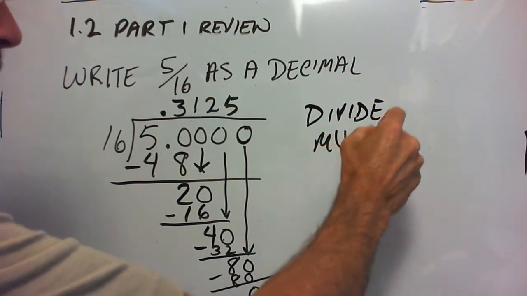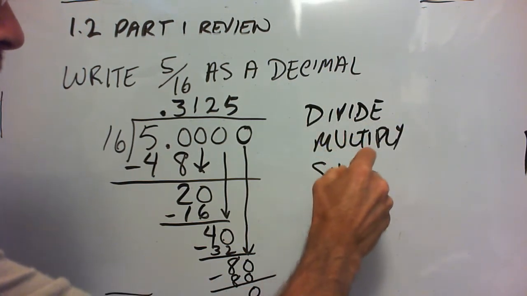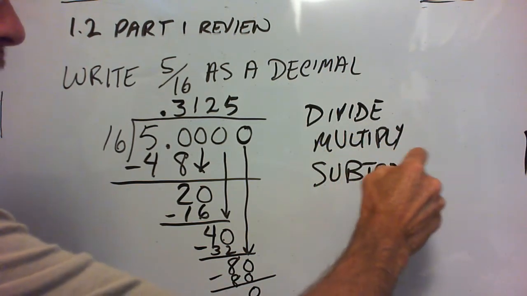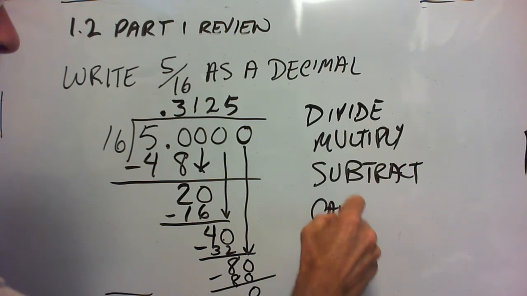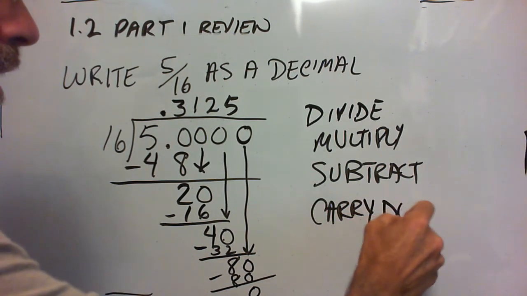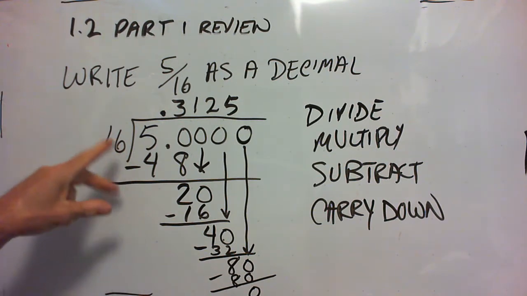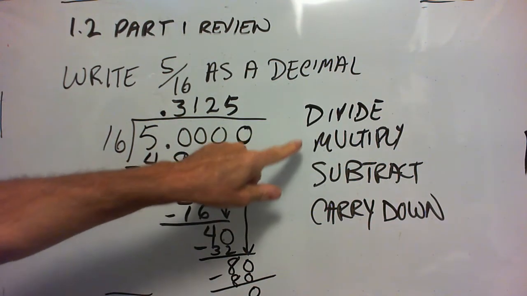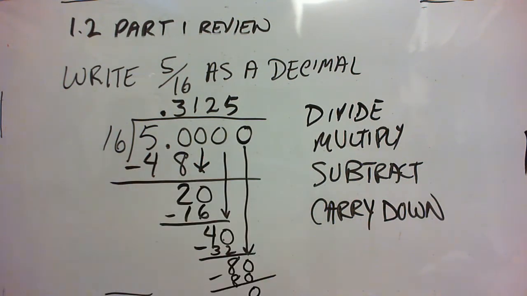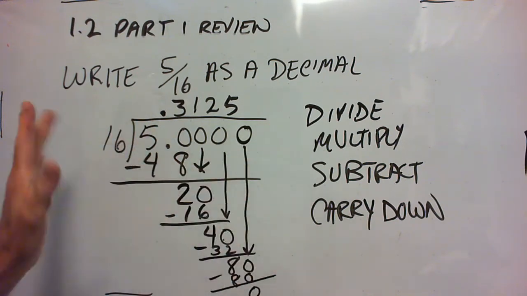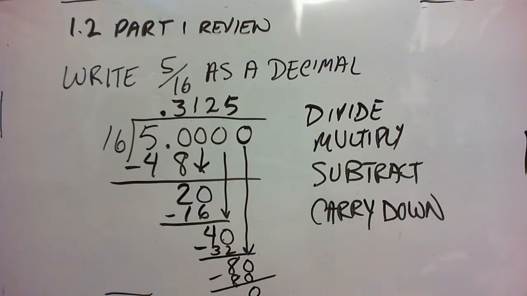So the steps are always divide, multiply, subtract, and carry down. And I know you have calculators to do this, but it's nice to be able to do simple divisions like this in a pinch. Also, if you go on in algebra, this process of dividing, multiplying, subtracting, carry down is used in dividing polynomials. So this is a helpful concept if you're continuing with algebra.